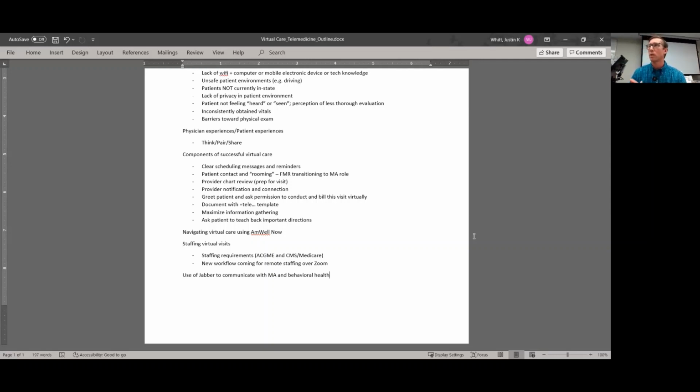A lot of my patients that are diabetic have glucose meters, and they have tools available that they can use to get some of that information. So we'll talk about that. And then barriers toward the physical exam, which is kind of obvious there. So those are some of the pitfalls.